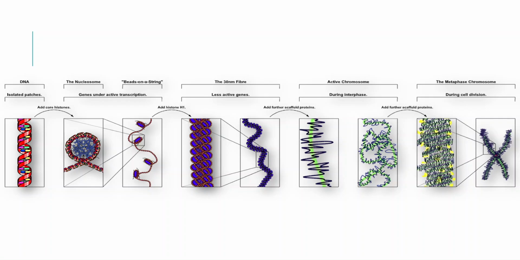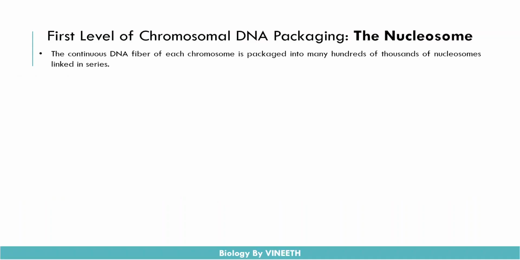Okay, so this is just an overview of genome organization, or the condensation of the DNA molecule into a compact-sized chromosome. If you look at the first level of chromosomal DNA packaging, that is referred to as the nucleosome. This nucleosome contains the proteins along with the DNA. The continuous DNA fiber of each chromosome is packaged into many hundreds of thousands of nucleosomes. So per cell nucleus, you will see around 3.3 million nucleosome structures inside the nucleus.